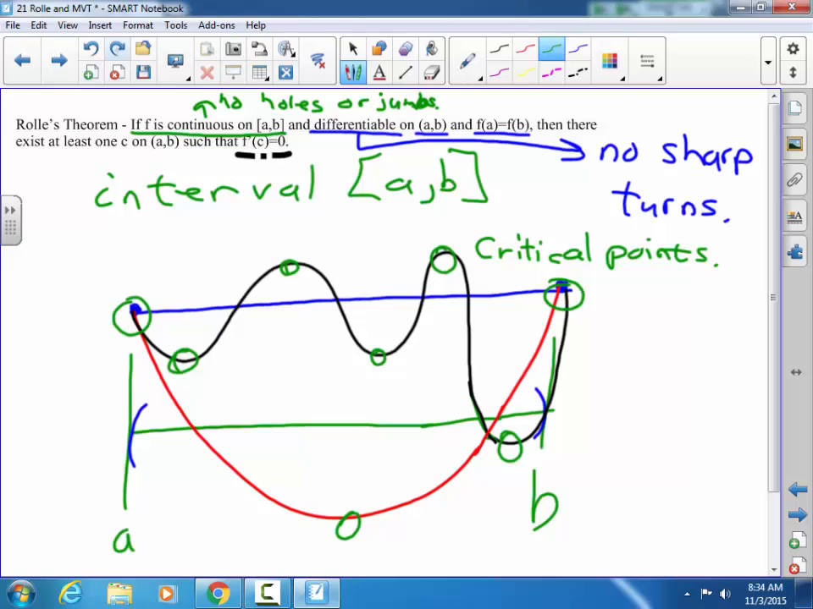Now, we don't know what it is. We may not be able to find it, but there has to be one in there, okay? That's what Rolle's theorem says for us, okay?